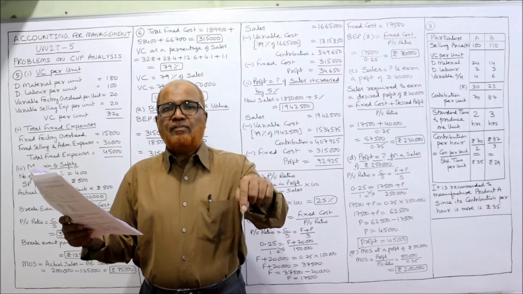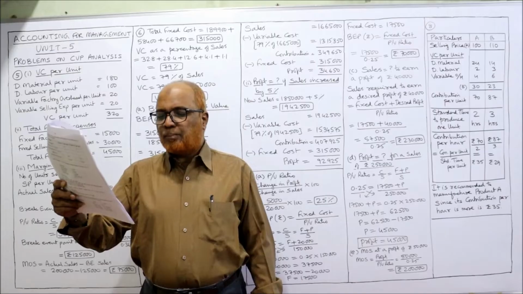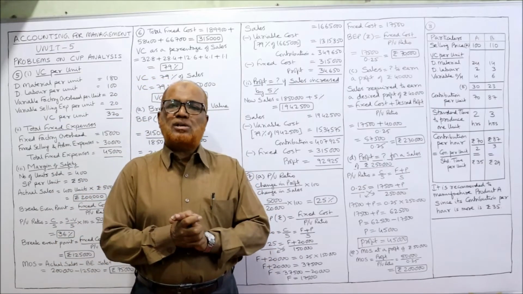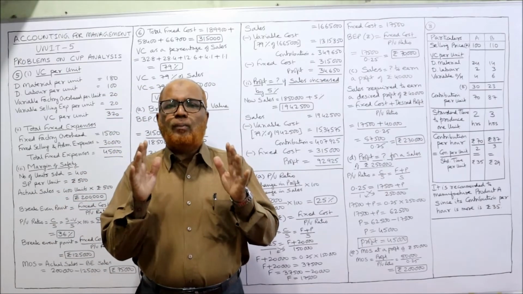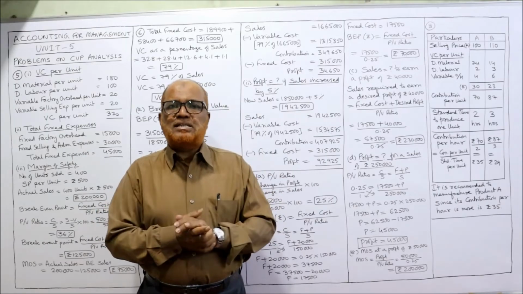If sales are 2,50,000, how much would be the profit? Lastly, margin of safety at a profit of rupees 50,000. So 5 different questions are asked. It's very easy. All the problems are based on the formulae. If you are perfect on the formula, it's a very easy chapter.